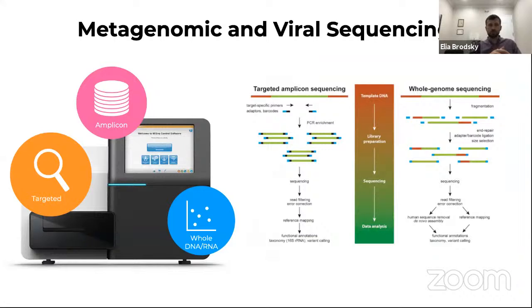So there are several approaches to metagenomic and viral sequencing: targeted, amplicon, and whole DNA and RNA. And these types of data produce very different types of results that we'll talk about in a second. So targeted amplicon sequencing, you can see that they're here together, is really amplifying signal or information that is contained in specific regions. Those regions could be designed for a particular type of pathogen, or they could be specific to a gene that can help us understand taxonomic relationships.